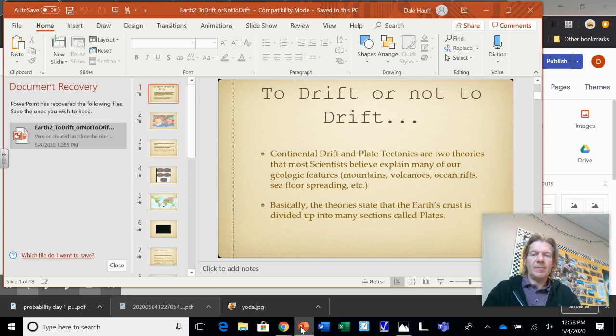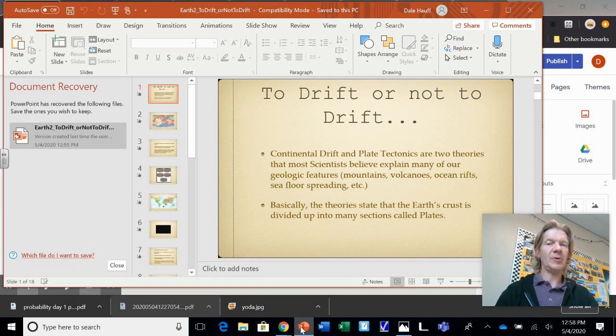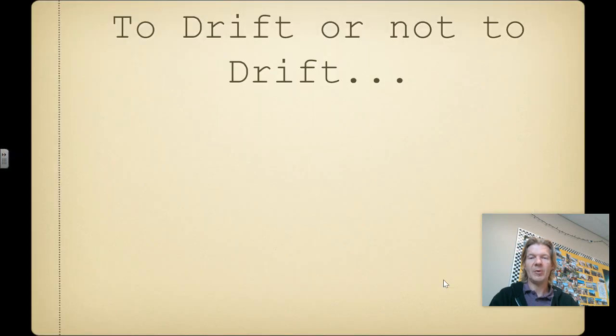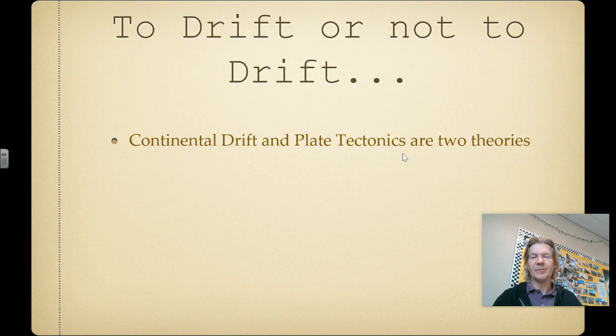It is Tuesday, May the 5th, and if you didn't watch last week's video, then stop, go back and do that. That was an introduction to this earth science we're going to be doing. The notes were called To Drift or Not to Drift, and there's a PDF copy of all of them on our website, but we worked through some together last week. We started talking about continental drift and plate tectonics. Those are two really common theories about why we have so many of the features we have on our surface.